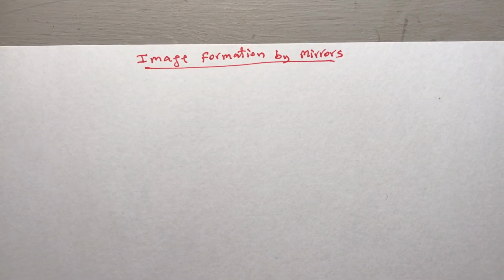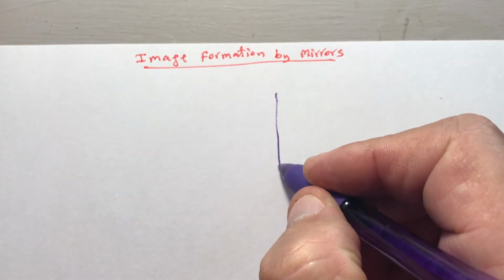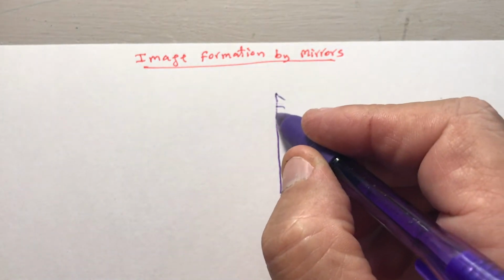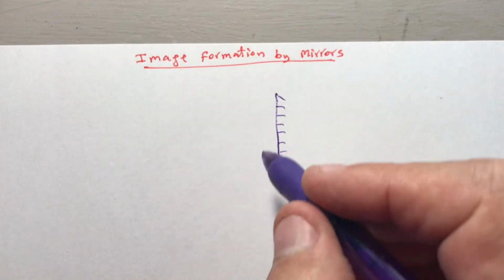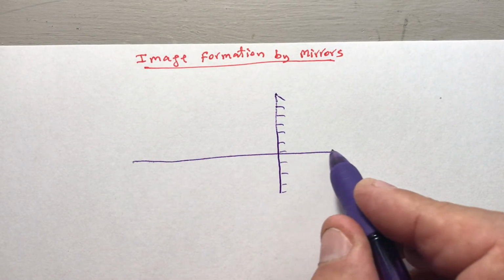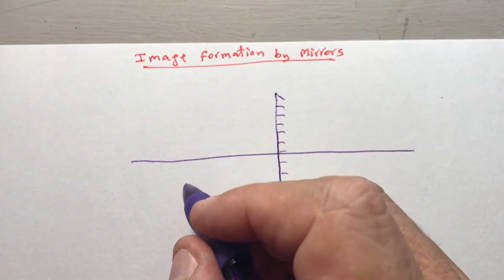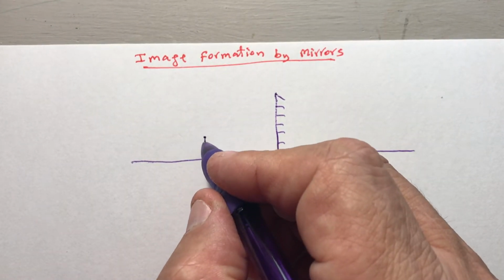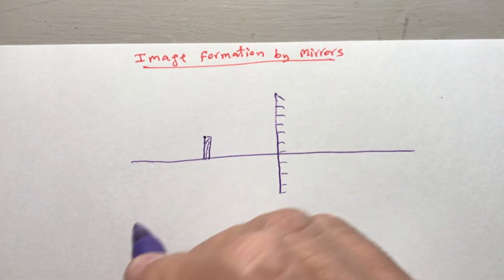Today we're going to study the image formation by mirrors. So if we take some straight mirror like this one, this part here doesn't reflect light, but this on the left side it reflects light. And let's see, here is the horizontal axis, and then we have some image like a candle or a pen or something. So I put a bar like this. So we have this bar here.